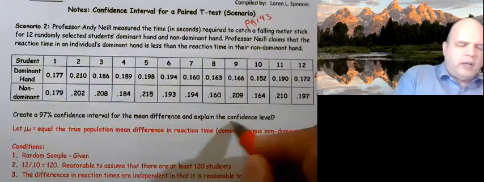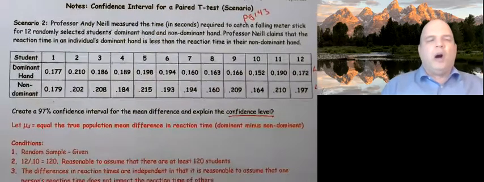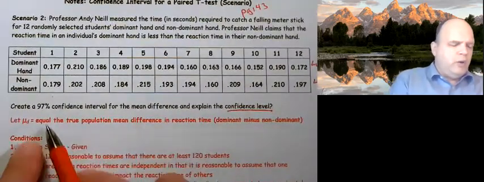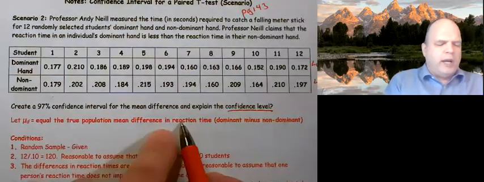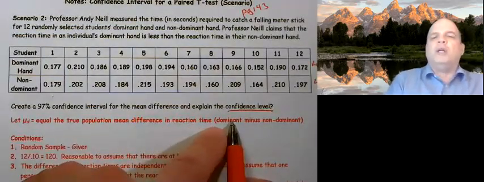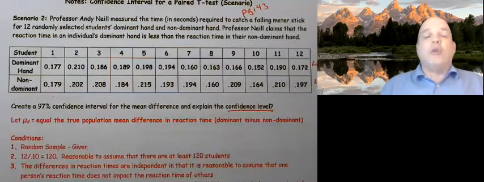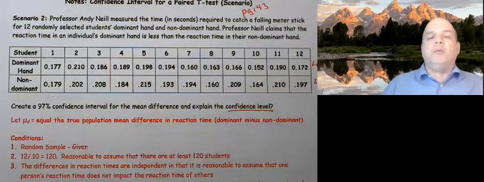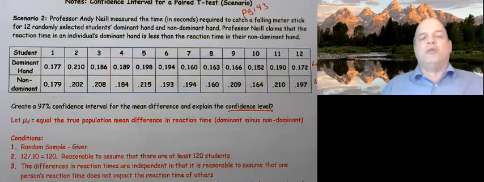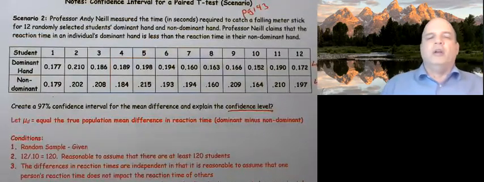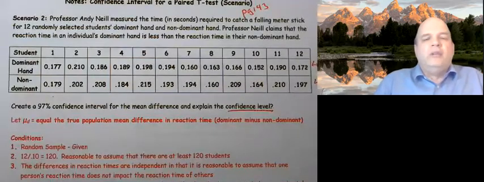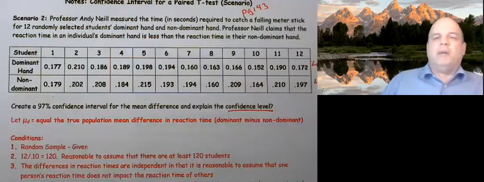All right, so here they're telling me I have to do the repeated sampling, and we always have to give the conclusion. So let mu d equal the true population mean difference in reaction time. Which order are we going? We're going dominant minus non-dominant. If you swap the order, that's fine, but you're going to get a different result. Your interval width will be the same, but it's going to switch from negative to positive or vice versa, right? Depending on the order, it will switch what our range is. So it's really important that you always define what you're doing. And since I'm doing dominant minus non-dominant, I encourage you to do so as well.